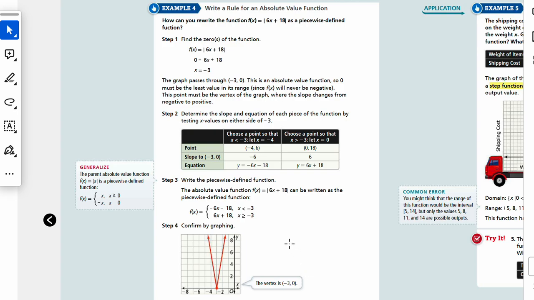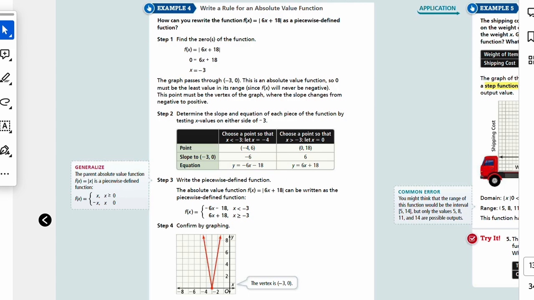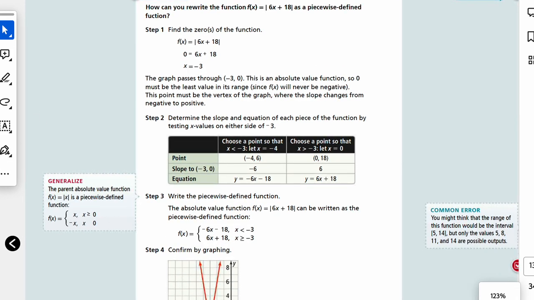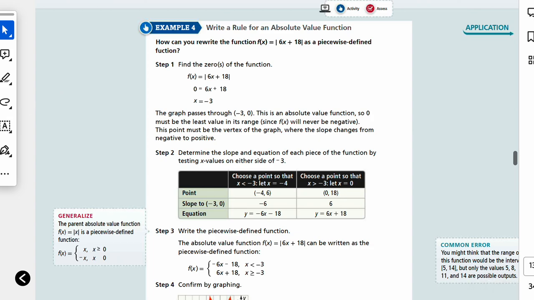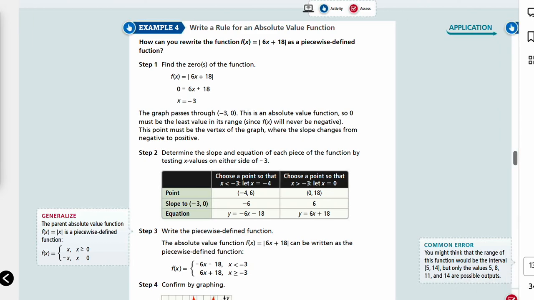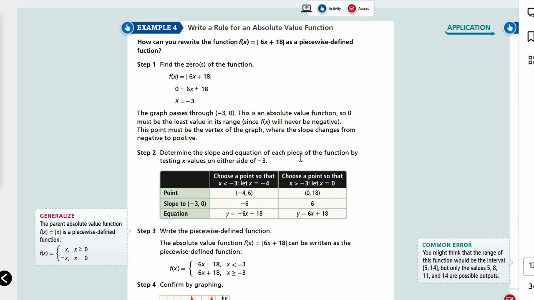Let's continue with example 4. Write a rule for absolute value function. How can you rewrite this function? f of x is equal to absolute value 6x plus 18 as a piecewise-defined function.